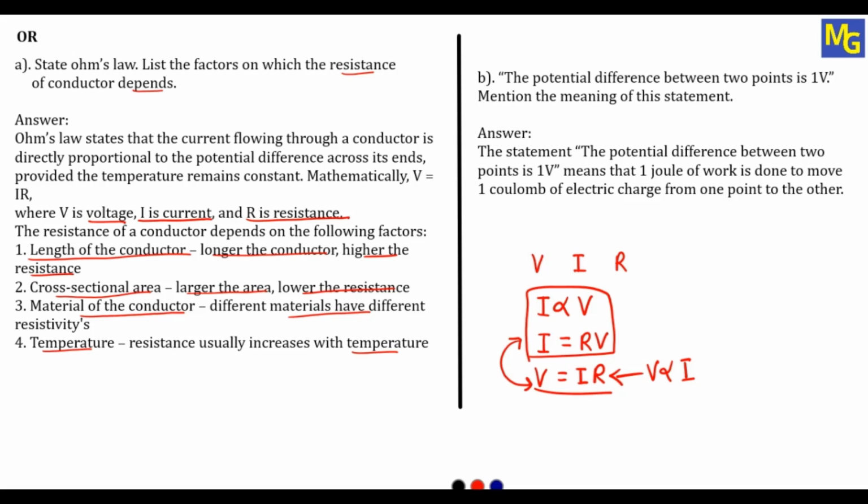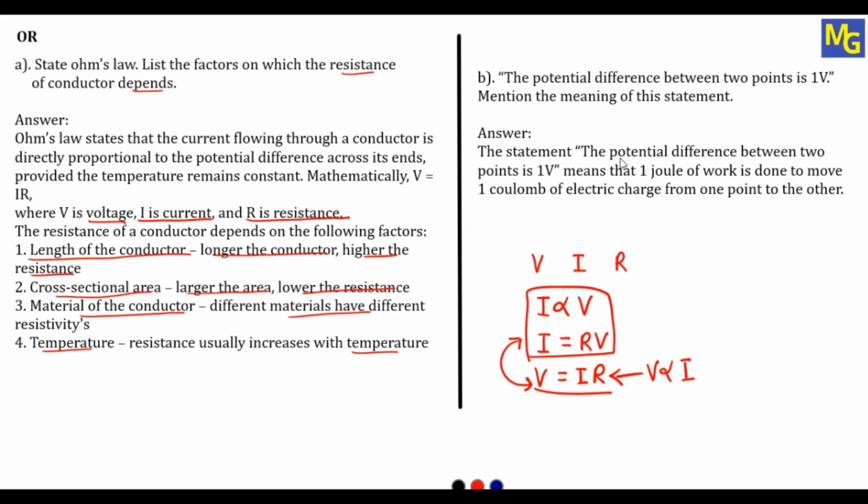Now we will see the B question. The potential difference between 2 points is 1 volt. Mention the meaning of this. If somebody says the potential difference between 2 points is 1 volt, then we have to explain the meaning. The statement means that 1 joule of work is done to move 1 coulomb of electric charge from one point to another point. Remember this. For the answer of 1 volt, the work done should be 1 joule and the electric charge passed should be 1 coulomb.